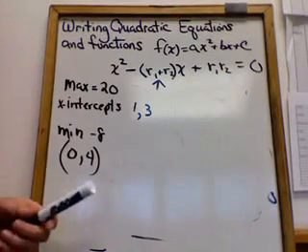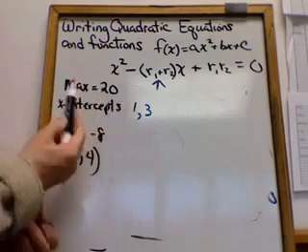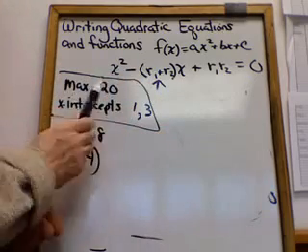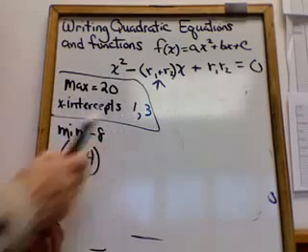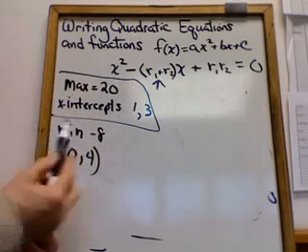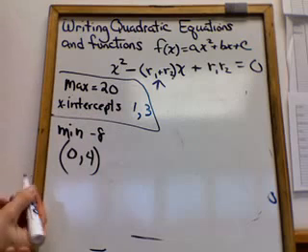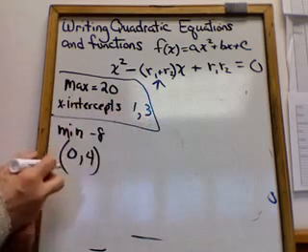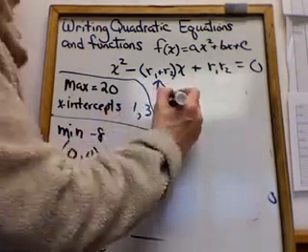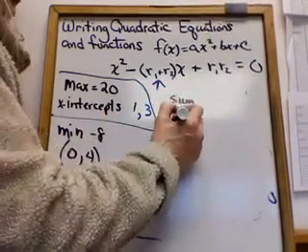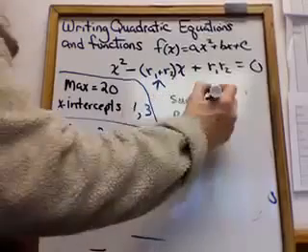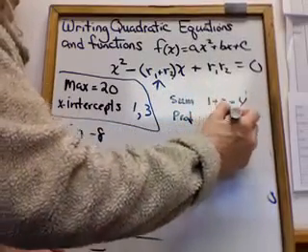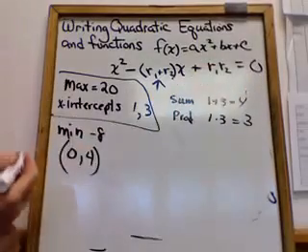So a couple examples. You might be given the information here. The maximum value of the equation is 20, and the x-intercepts are 1 and 3. And how do you write the quadratic equation for that? And again, the intercepts are the roots. So you do the sum and the product of the roots. So the sum of the roots, 1 plus 3, is 4. Product, 1 times 3 is 3.